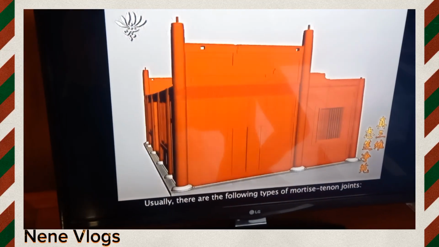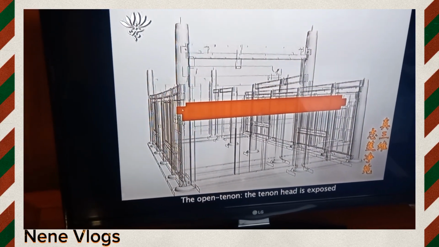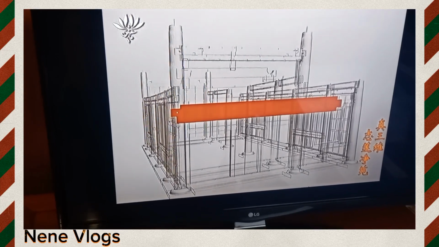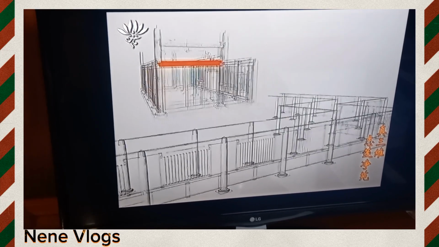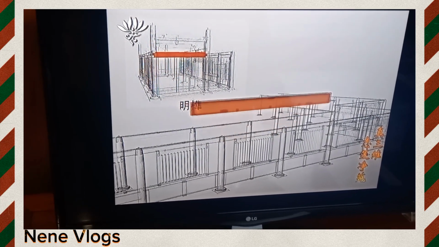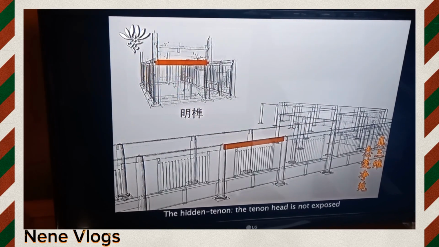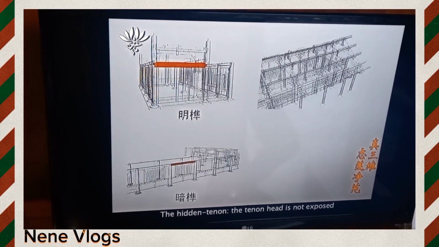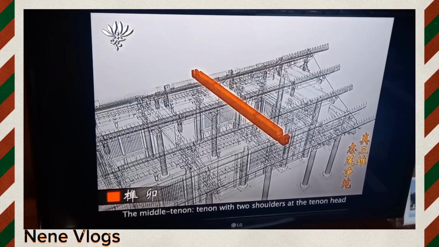Usually, there are the following types of mortise and tenon joints. The open tenon. The tenon head is exposed. The hidden tenon. The tenon head is not exposed. The middle tenon. Tenon with two shoulders at the tenon head.